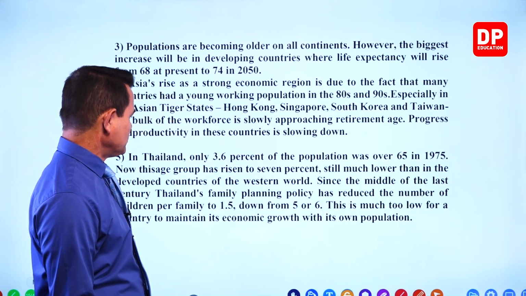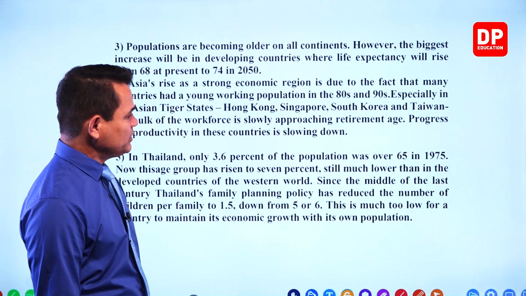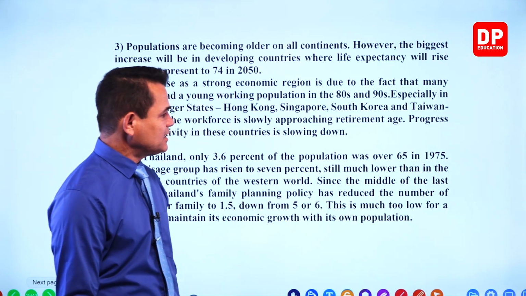In Thailand, only 3.6% of the population was over 65 in 1975.